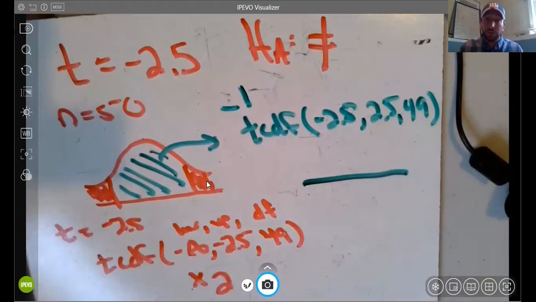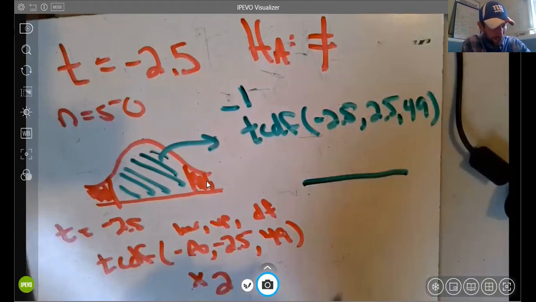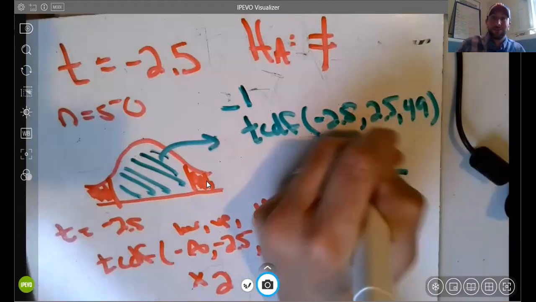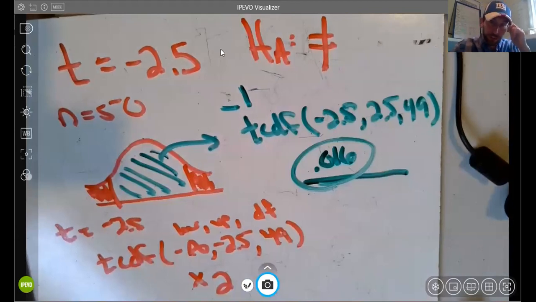So again, like the last video, a major takeaway that I want you guys to have is that this is really, really similar to everything we've been doing. It's just, hey, now instead of normal CDF, use t-CDF, but the idea, the concept, is the same. And if we do that, we're going to get our p-value of 0.016. Hopefully that's what you got. And then you can think about it, you reject or fail to reject the null and all that good stuff.